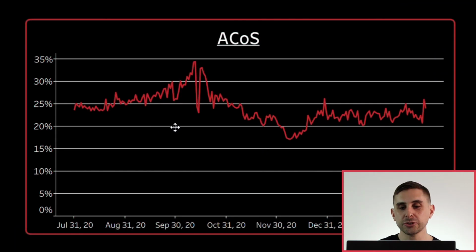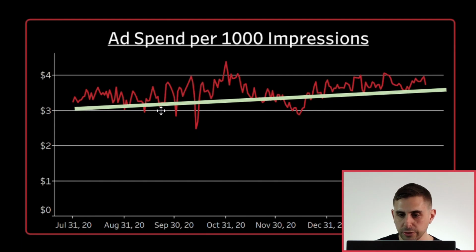Here we have the ACOS trends, and you can see generally speaking, there was a spike in ACOS in around the September area, and then we dipped down towards the holiday season, and more recently, we've been very stable at around 24-25% ACOS across all of these accounts. Next, we have ad spend per 1,000 impressions, and you can see there's a general trend in the upward direction. You can see that it's getting a little bit more expensive to get those impressions on Amazon, but overall, it's still around the $4.50 mark to get 1,000 impressions with Amazon advertising.